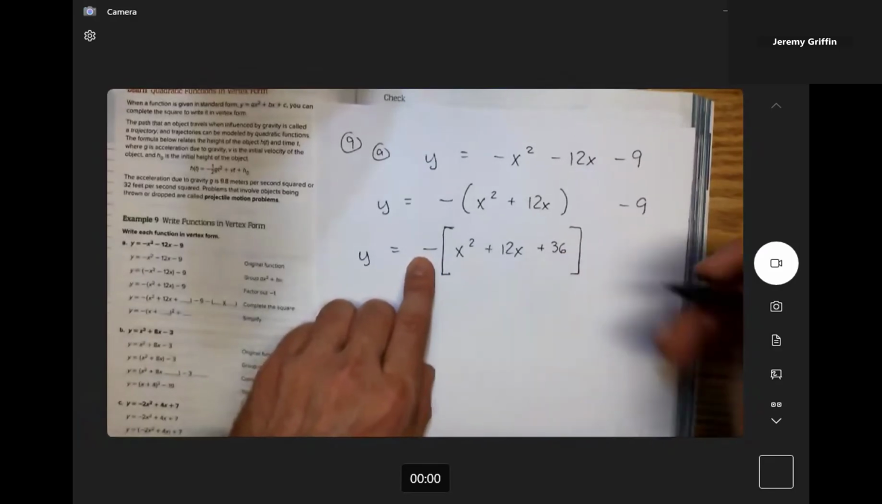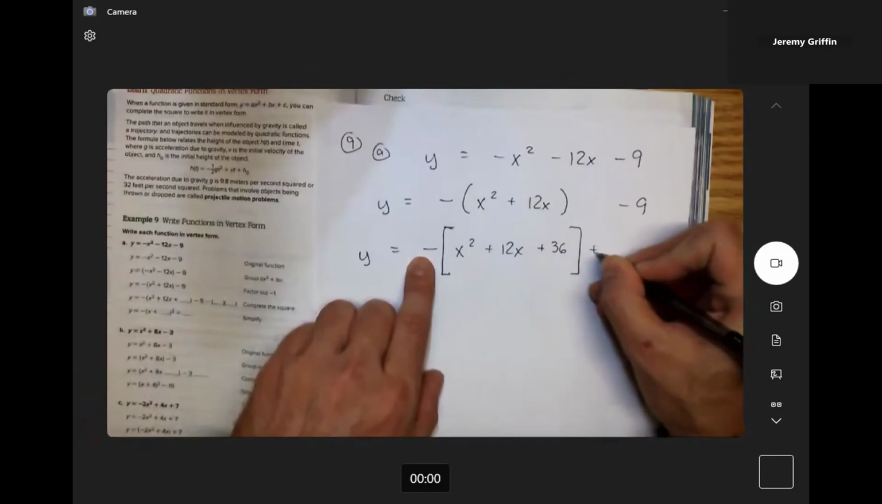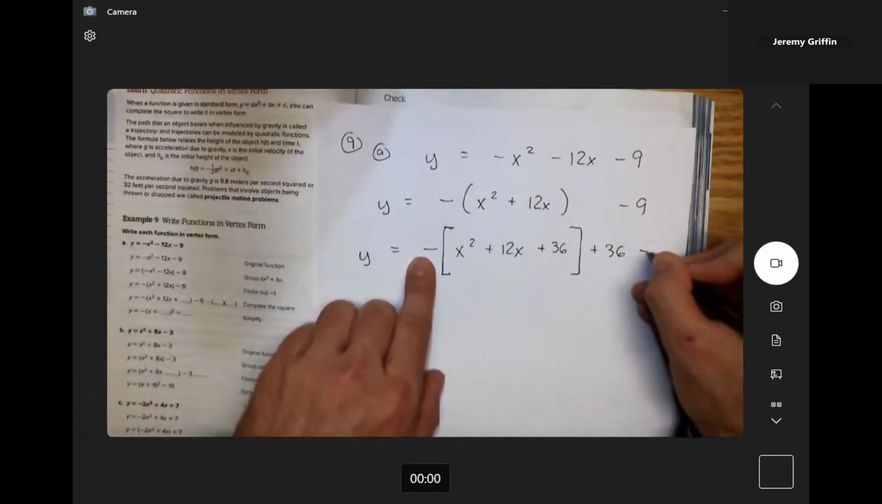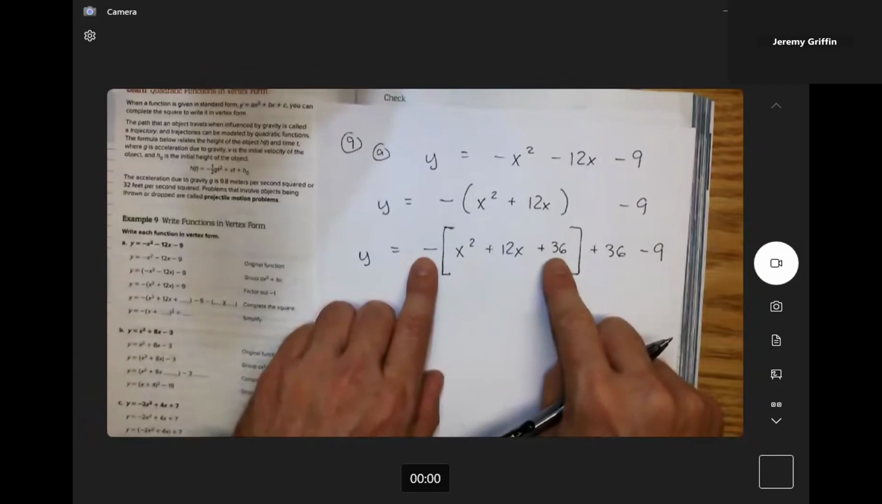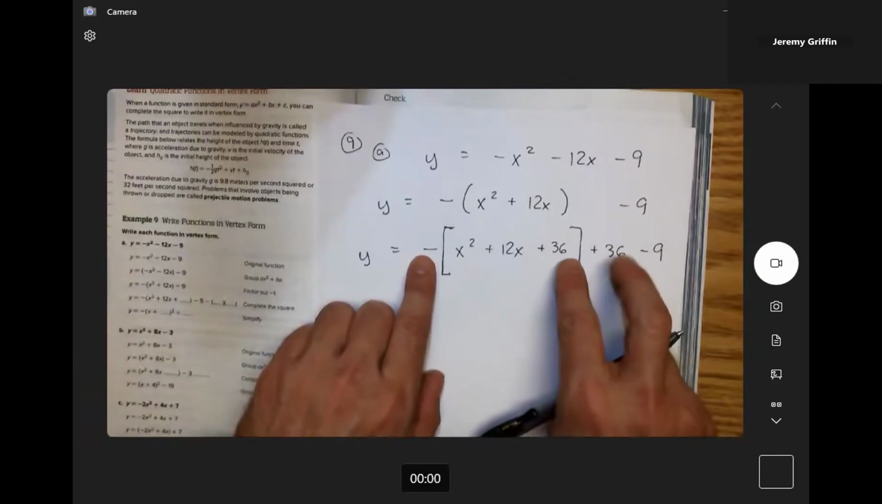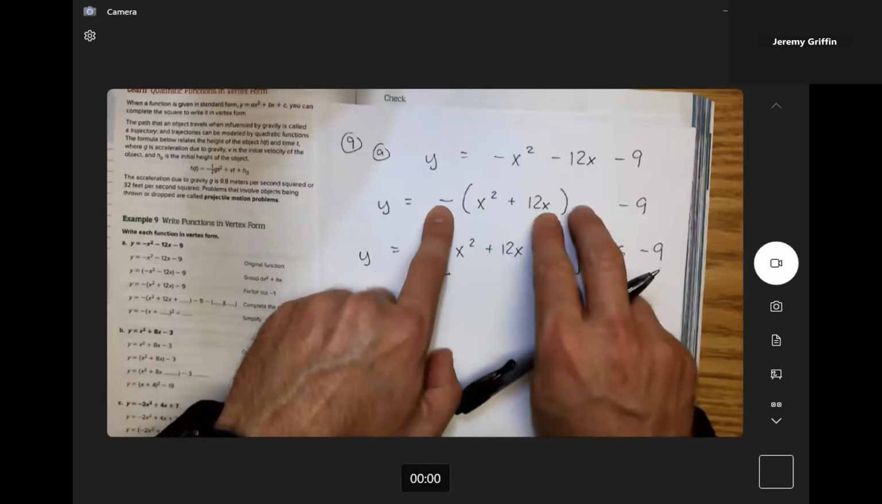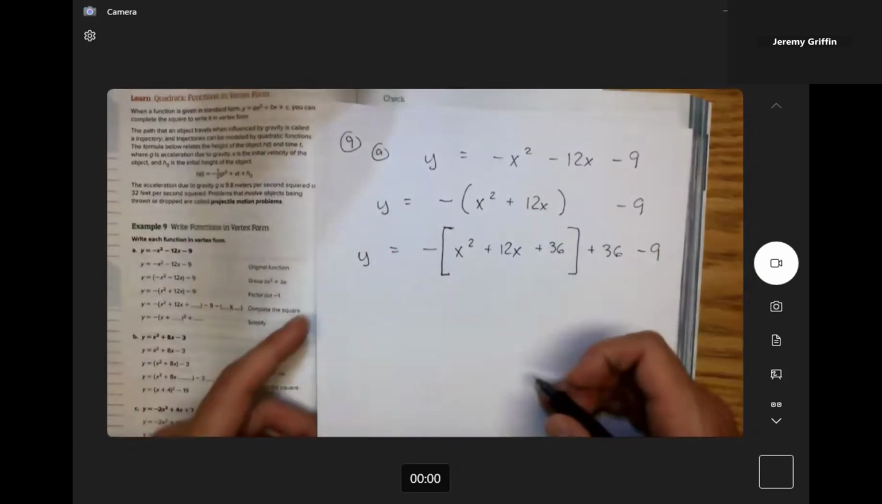So I have to restore balance by doing plus 36, right? And I still got this -9 out here. See, like I have -36 that's not actually part of it. So if I do plus 36, then this all zeroes out and leads me back to that. So everything's still balanced. So we're still good, right?